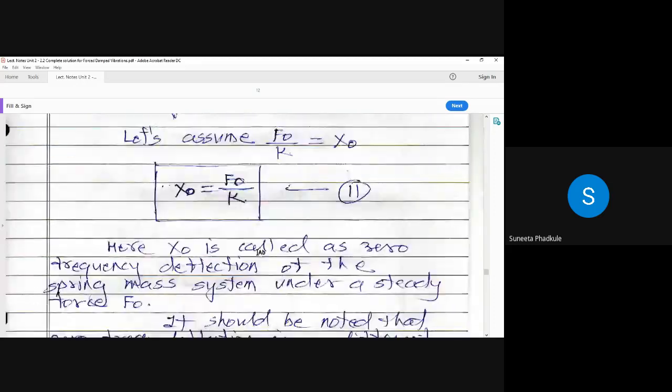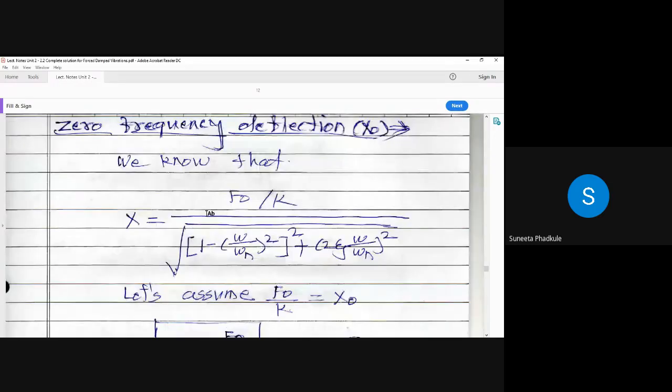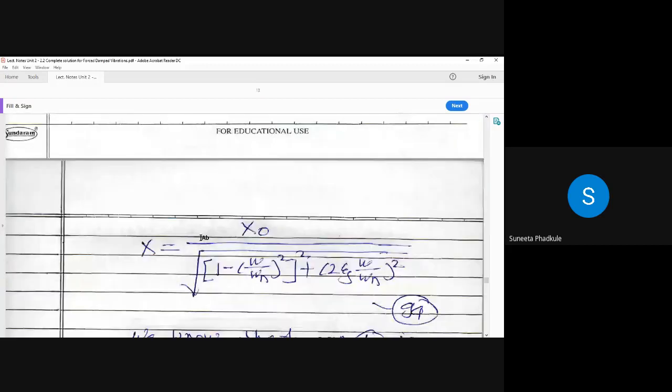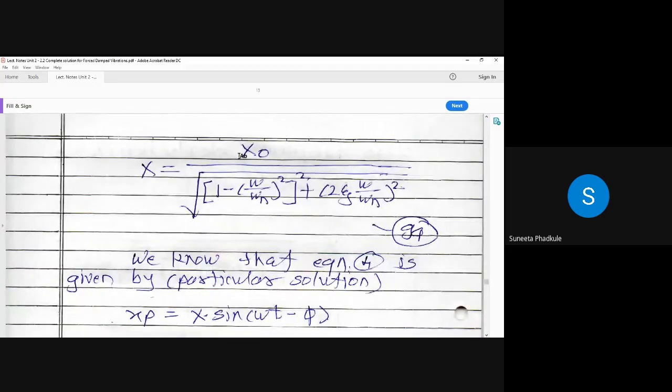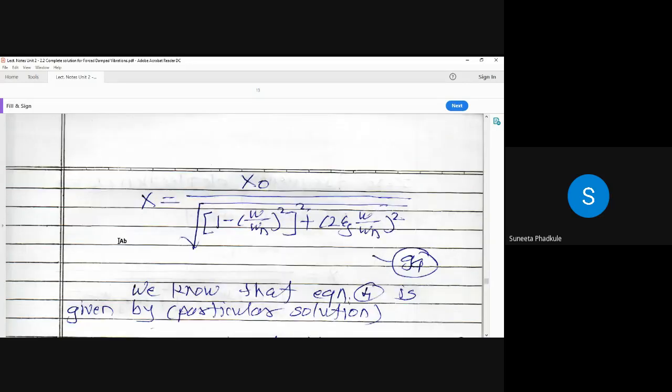Okay, so when we put X0 here, our equation will be, because we want it in dimensionless form, X is equal to X0 upon the square root of these two terms. You always remember, the first term is (1 minus (omega upon omega n) square) in a full bracket square, plus (2 zeta omega upon omega n) square. Now if I take this X0 to the left hand side, this will become the dimensionless X upon X0, which we will study in the next lecture. Right now, you just remember the value of X is given by capital X0 upon this.